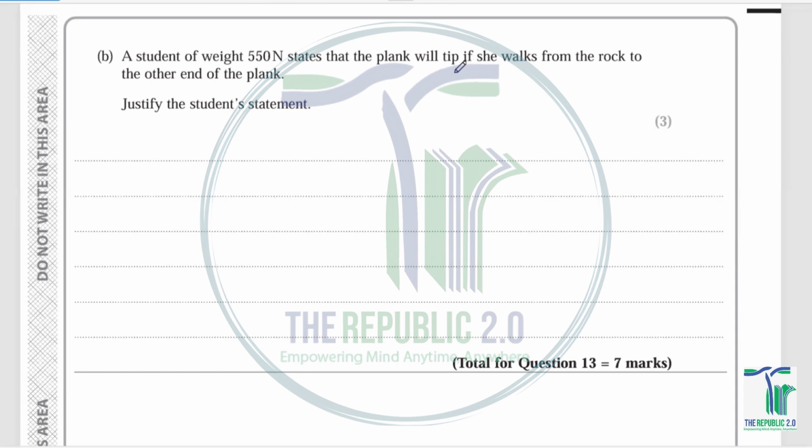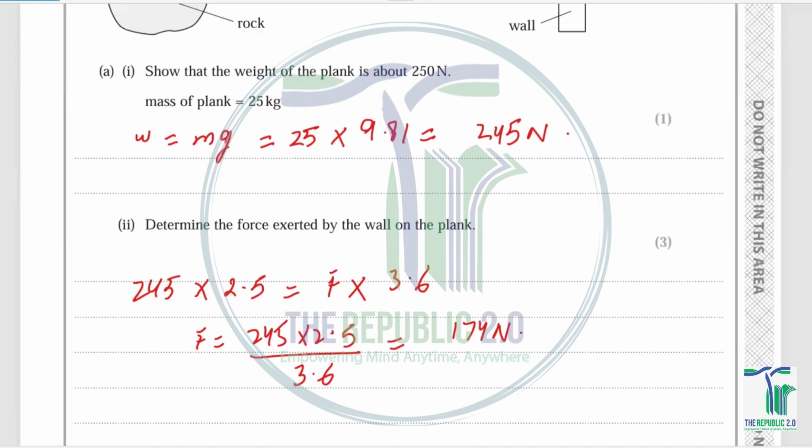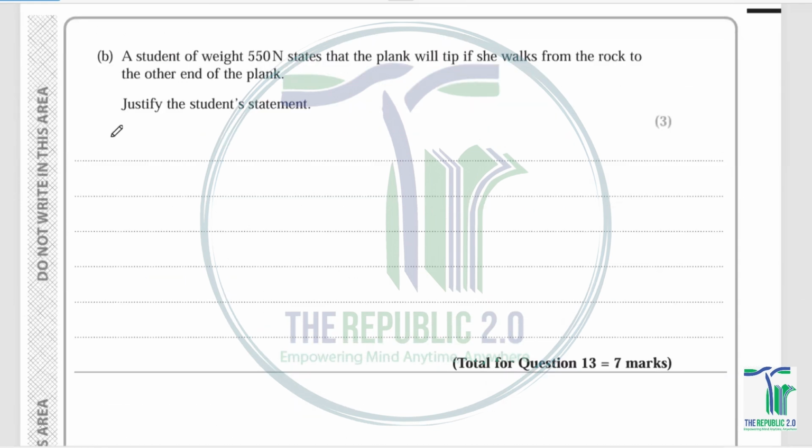So first of all, if she is walking from here to here, and by walking from here to here she reaches the wall, something like this, right? Let this point be the pivot. If this point is the pivot, the moment of that girl is going to be 550 times 1.4, and that comes out to be 717 newton meters. Got it?